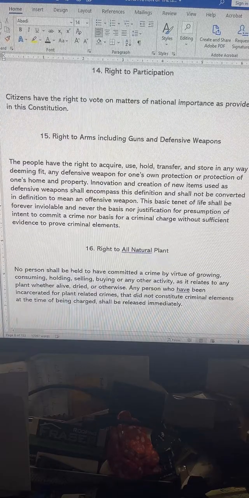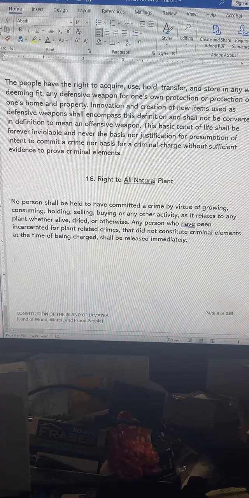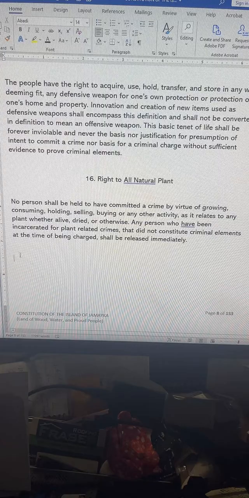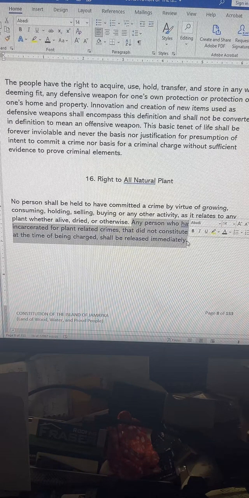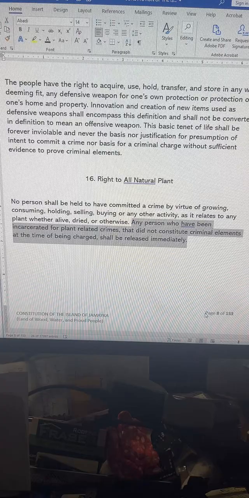So what does this mean? This means that if we make this into law, where we have the right to all natural plants, right? Because how can we make nature into a crime? It's like converting your own livelihood into a crime. Your own experience with nature was converted into a crime, right? So what we're saying here is this. If someone did not commit an actual crime where they harmed someone or the public or some property, if there were no criminal elements involved, then those people need to be released right away.